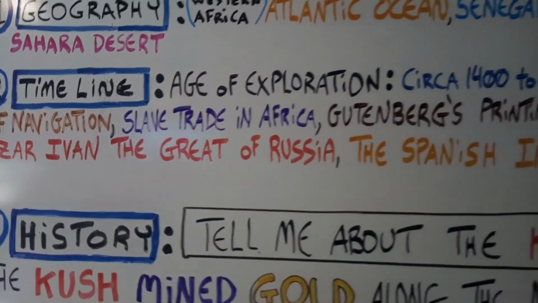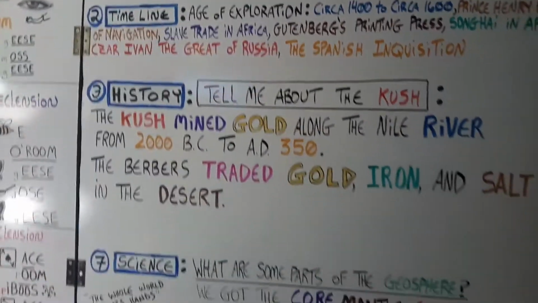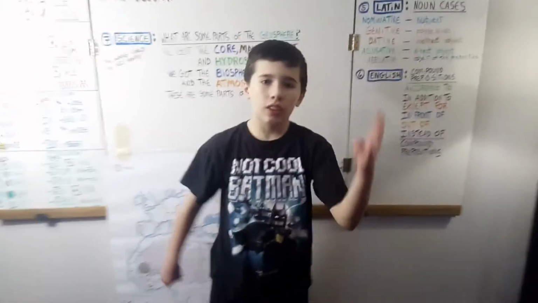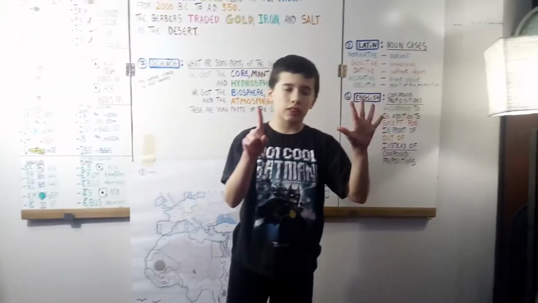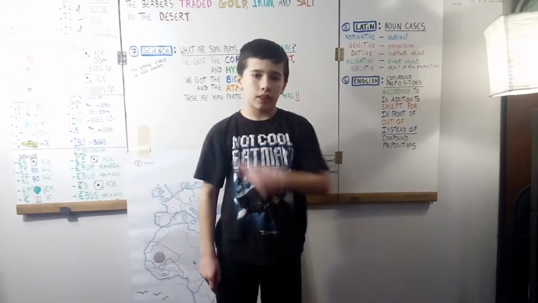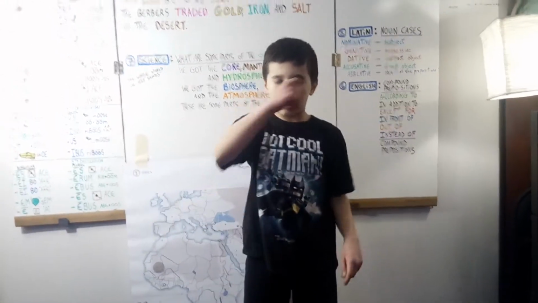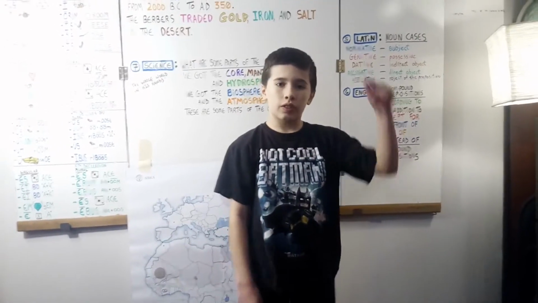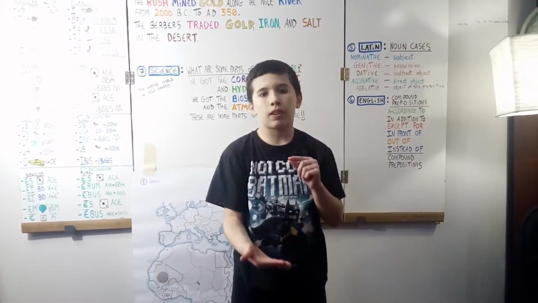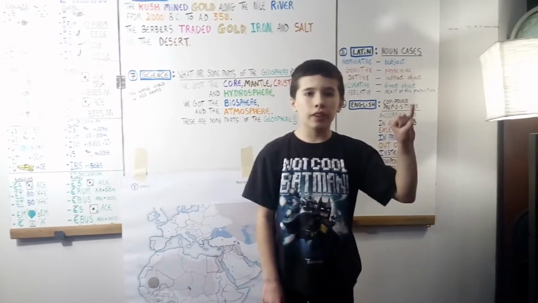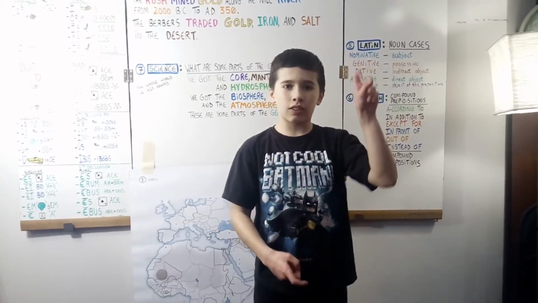For week 13, our timeline begins with the Age of Exploration. So here it goes. Age of Exploration, circa 1400 to circa 1600. Prince Henry founds the School of Navigation, slave trade in Africa. Gutenberg's printing press, Songhai in Africa. Tsar Ivan the Great of Russia, the Spanish Inquisition.